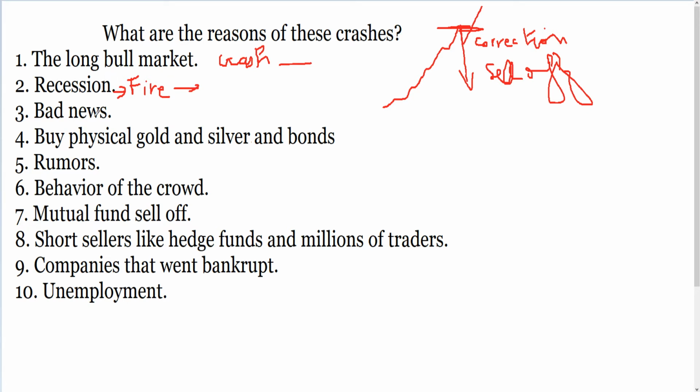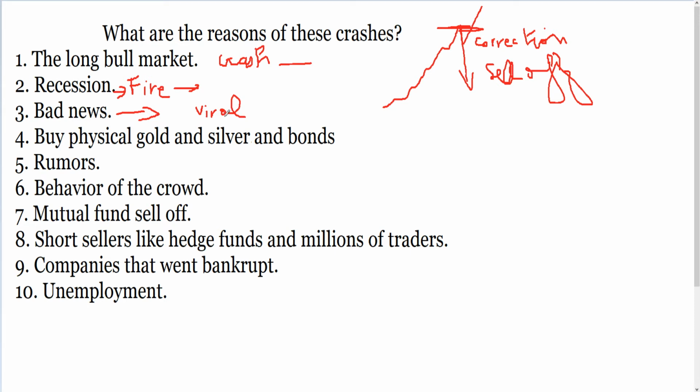Now the other thing is bad news. It means when the government or some sectors or some big companies announce bad news, and this bad news goes viral, and a lot of people sell because of it. As an example, take earnings: when there is a bad thing about the earnings, companies can go down and crash.